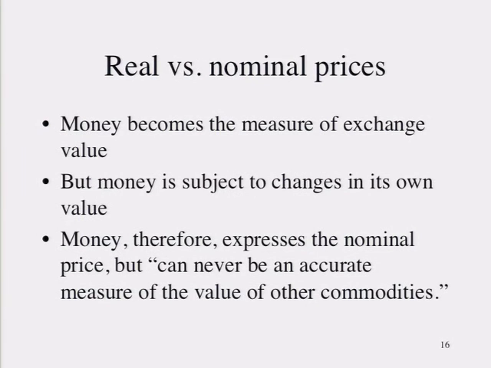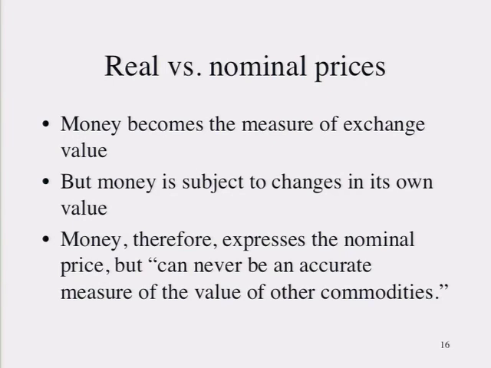If it becomes generally known that the currency of a given nation has been debased, what happens? Prices go up. Anybody who expects to get £5 sterling for 5 coins suddenly discovers that in fact it takes 6 coins to get that much silver because each coin has been debased. So what was £5 yesterday is now going to be £6. Prices go up. Money therefore expresses the nominal price, nominal meaning the face value price, but it can never be an accurate measure of the value of other commodities. The real price, the value, the expression in labor, may or may not align with the nominal price.